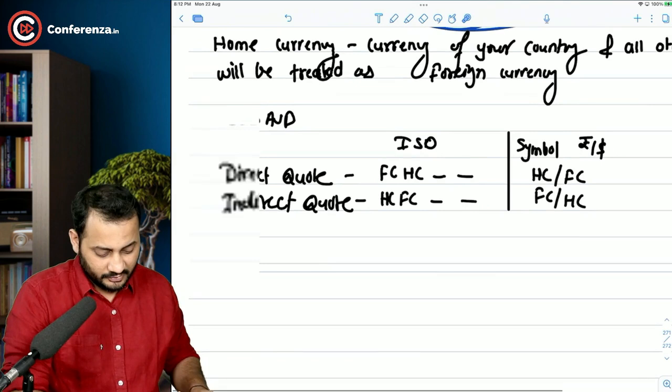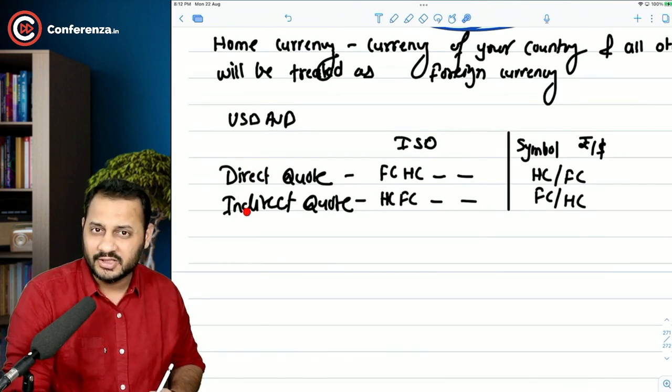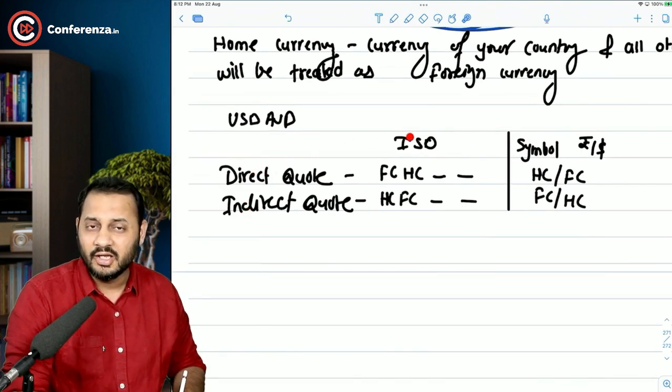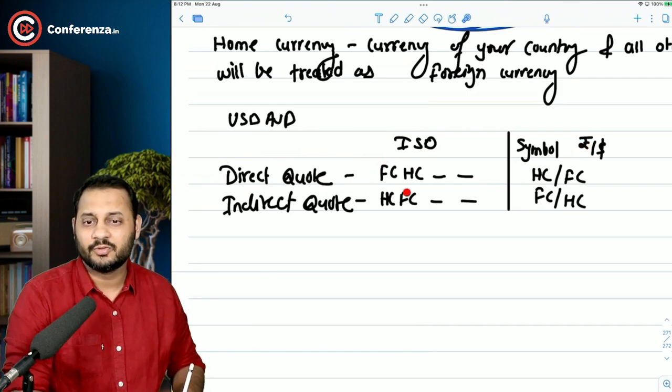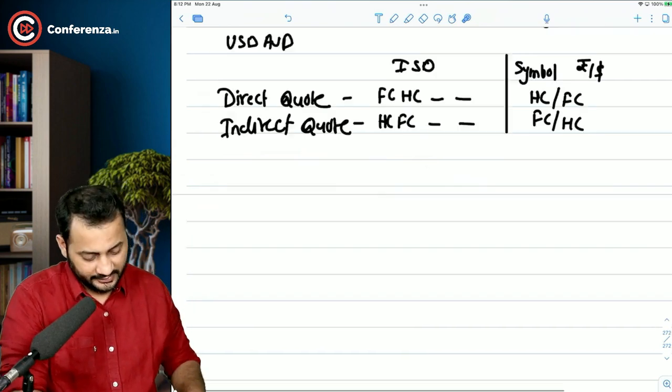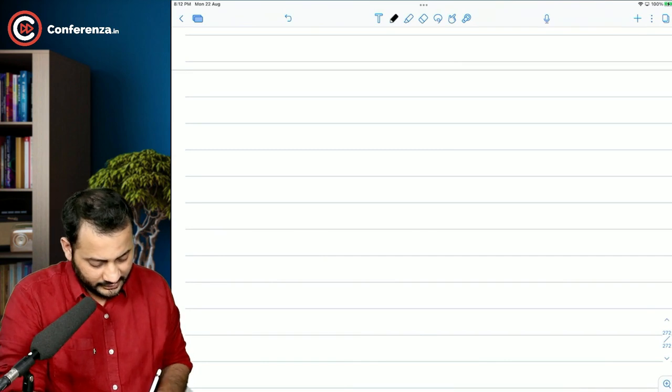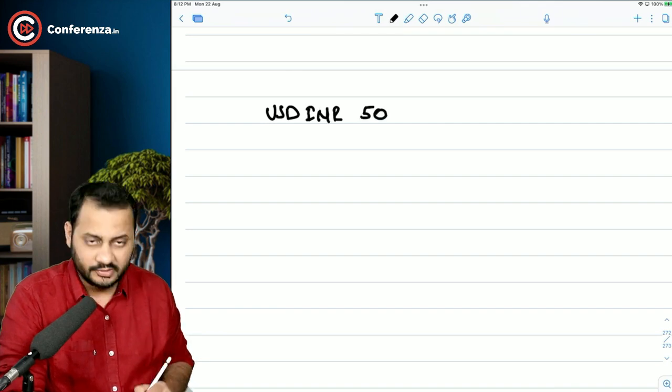So the very first thing, before saying whether the quotation is direct or indirect, you will have to look at the presentation. If it is in ISO format, foreign currency, home currency will be a direct quote. If it is in symbol format, home currency per foreign currency will be a direct quote. And the exact opposite of that will be an indirect quote. Again, second thing, let's say for example, USD INR is 50 rupees.